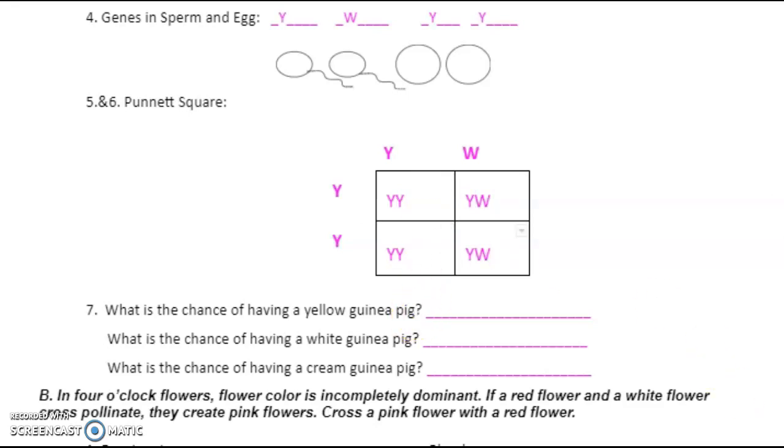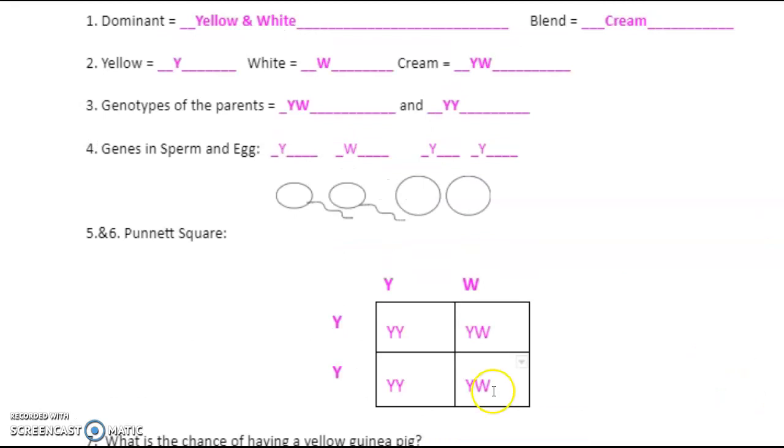So what is the chance of having a yellow guinea pig? Well, yellow is YY, so that would be 2 out of 4, or 50%. What's the chance of having a cream guinea pig? That would be 2 out of 4, or 50%.